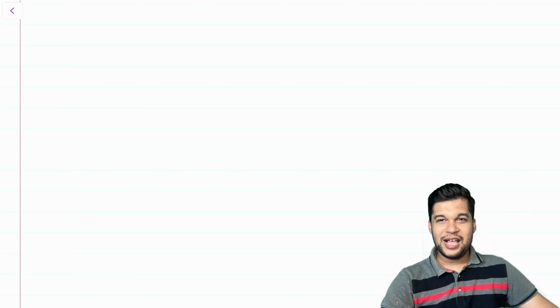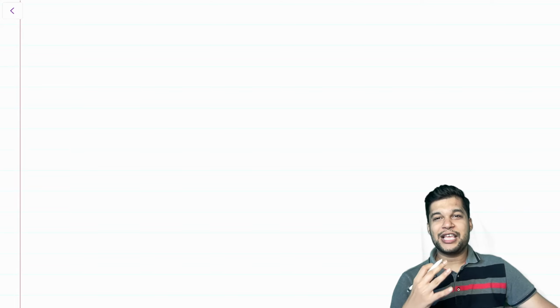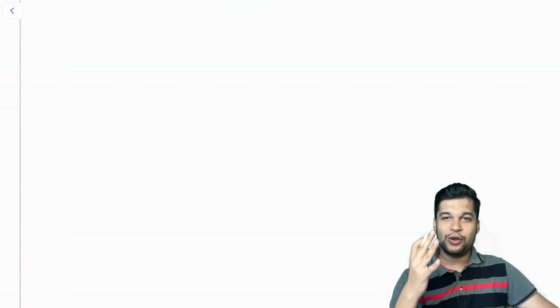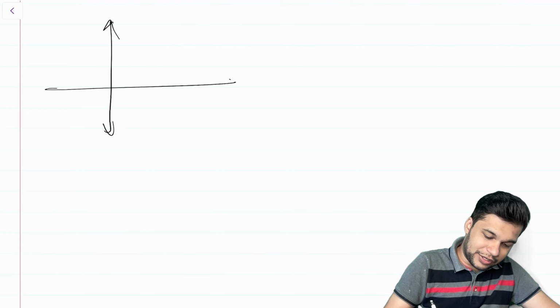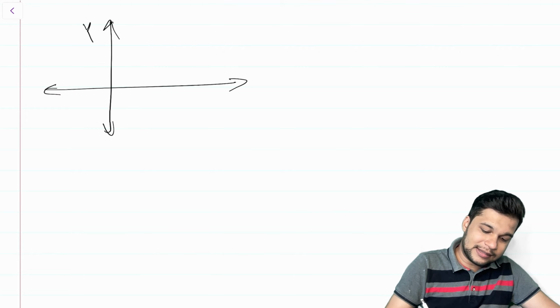In this video, we are going to learn how to write the equation of the x-axis, how to write the equation of the y-axis, and how to write the equation of a horizontal or a vertical line. Okay, so let's look at it. Let's say this is your Cartesian plane, this is your y-axis, this is your x-axis, and that's your origin.